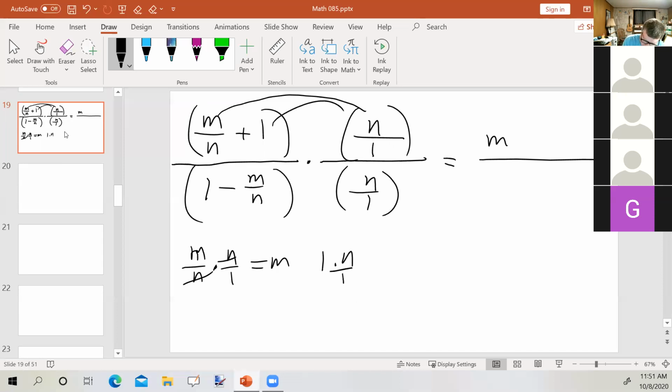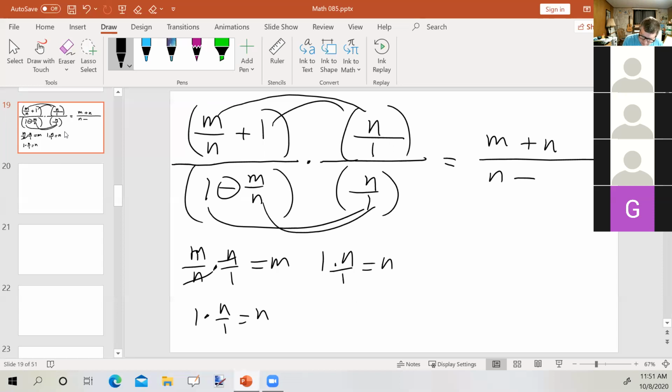One times N over 1 is just N. In the denominator, 1 times N over 1 is just N, and then minus M over N times N over 1, which is M. So we've got M plus N over N minus M, which is a simple fraction.